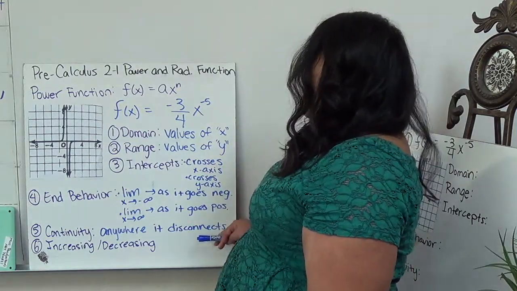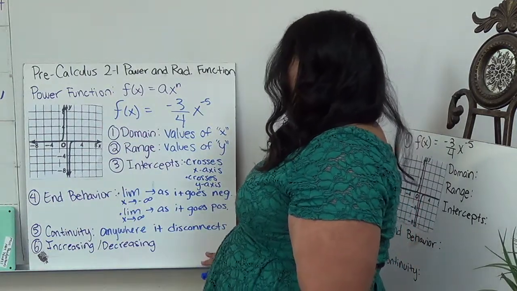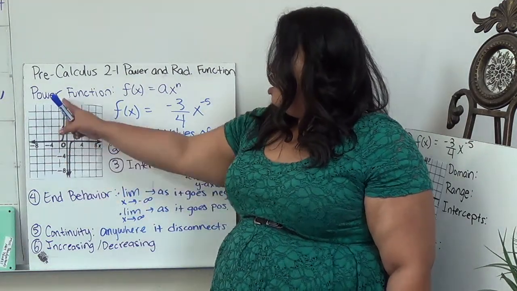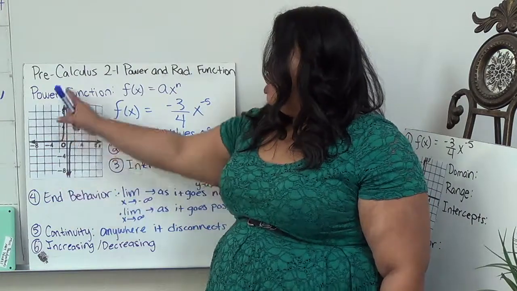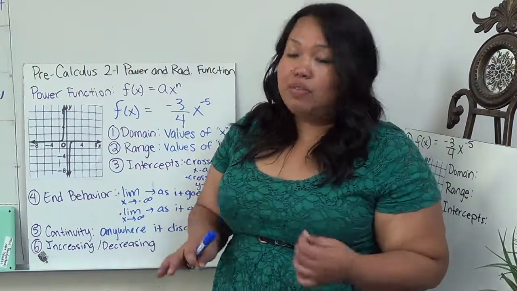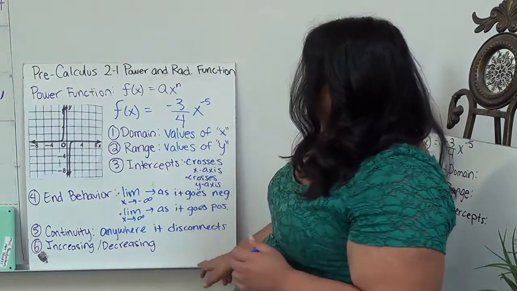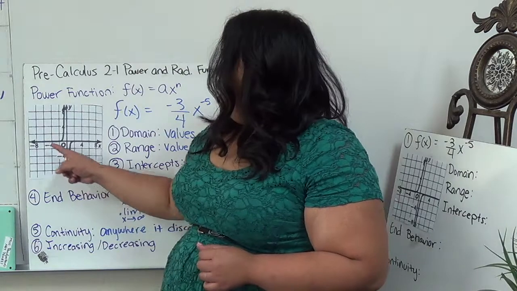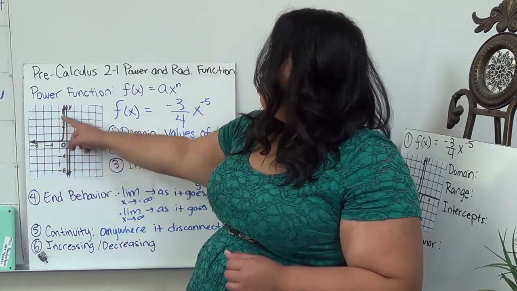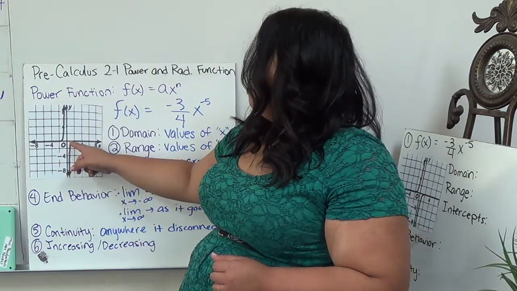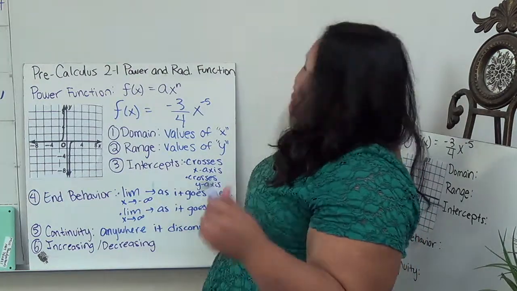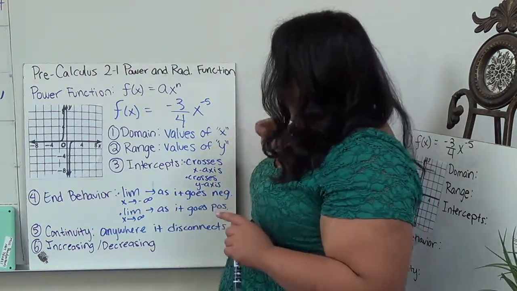And the continuity is anywhere it disconnects. So in this case, we found that the domain is not valid at x equals 0, because it never actually touches 0. It gets close to it, but it never touches it. And then increasing or decreasing: it would be increasing here, because as we go here, it gets bigger and bigger, and then it shoots up. And then as we go from here to here, it decreases. So we're going to write that all down. Pause and write what each one means.